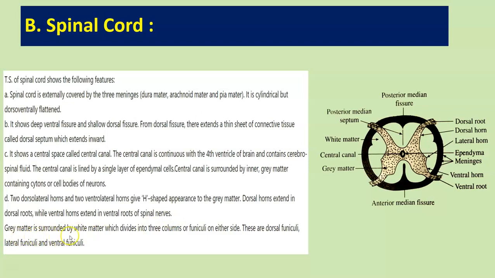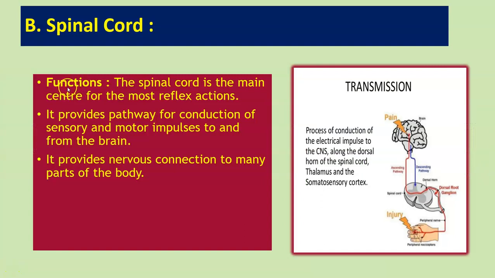Gray matter is surrounded by white matter which divides into three columns or funiculi on either side. These are the dorsal funiculus, the lateral funiculus and the ventral funiculus. Now students, let us have a look at the functions of the spinal cord.